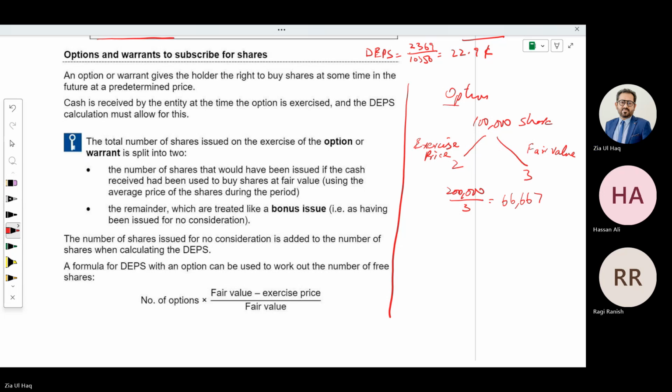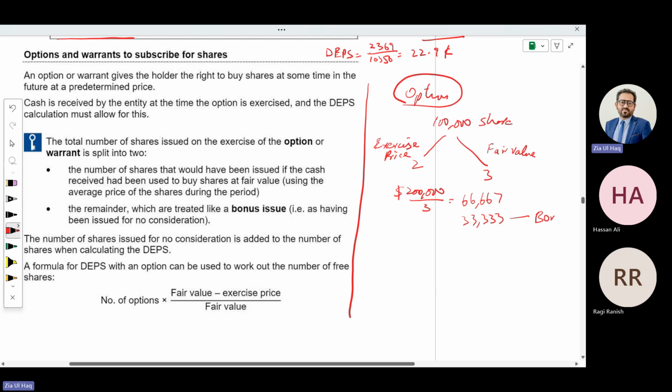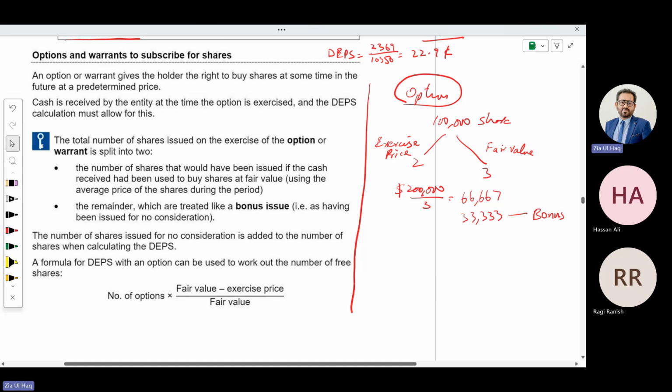Six, six, seven. But to this investor, you are offering 100,000. If you sell shares in the market for 200,000, you can sell 66,000 shares, but to him, you are giving 100,000. How many extra are you giving? 18. This is called the bonus element, without any consideration.